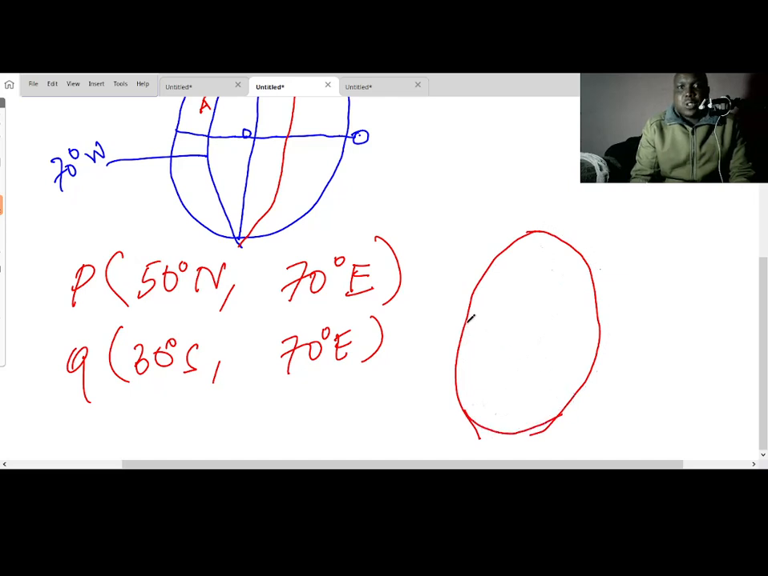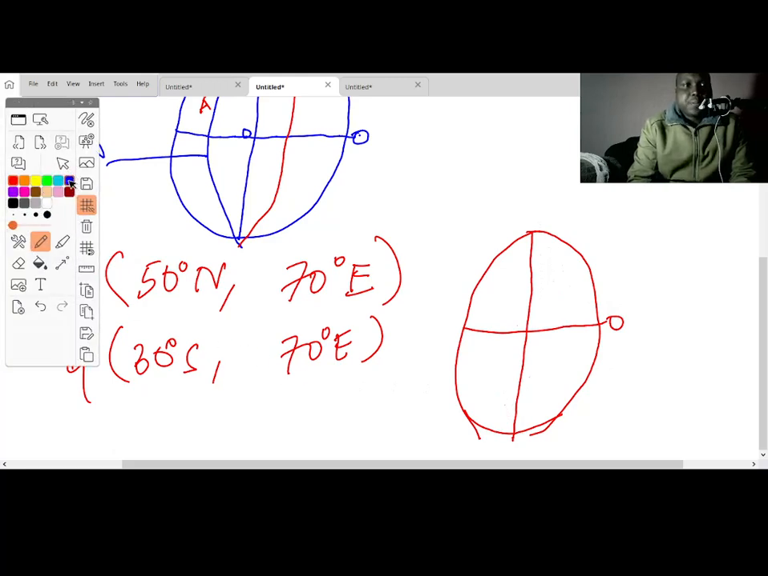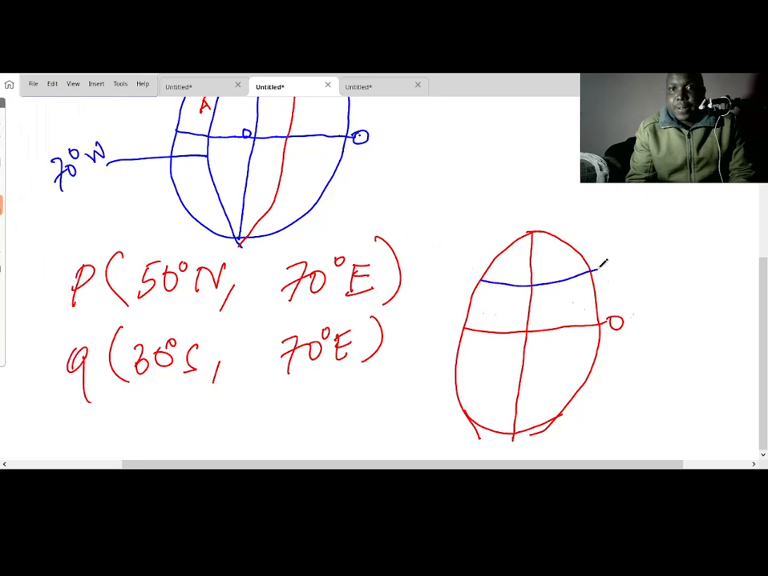I have drawn the globe. The reference point, the equator 0. The reference point, the Greenwich meridian. From there, now, 50 degrees north. This is 0, 1, 2, 3 mpaka 50. 50 inaweza kuwa hapa. So this is 50 degrees north.